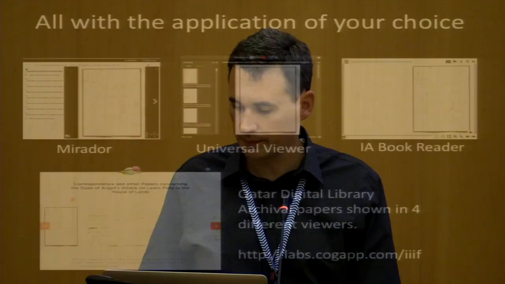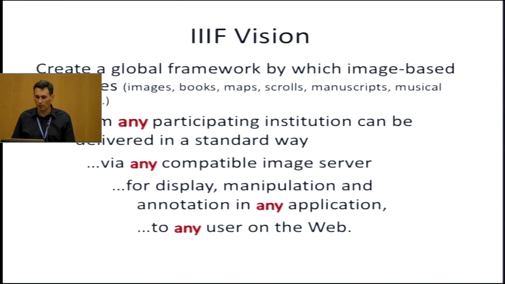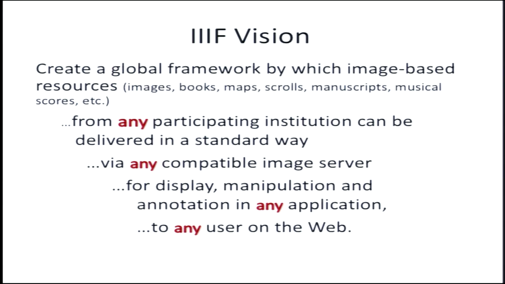And what if all of this were actually possible right now? And that is, in fact, what IIIF exists to do. All of these are, in fact, live examples or real-life examples of the kinds of capacity that are brought together by this framework. So IIIF, the original vision for it was to create a global framework by which image-based resources, writ large, from any participating institution delivered via any kind of technology stack could be viewed, rendered, and manipulated in any compatible application, all to any user on the web. So we're dramatically reducing the friction of accessing, delivering, and consuming digital images on the web.